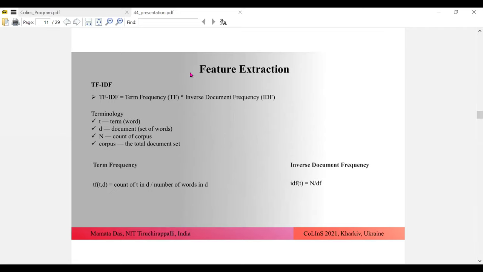This slide contains the equation of TF-IDF. We know the equation of TF-IDF is the term frequency times the inverse document frequency. And these are the terminologies, and these are the equations.